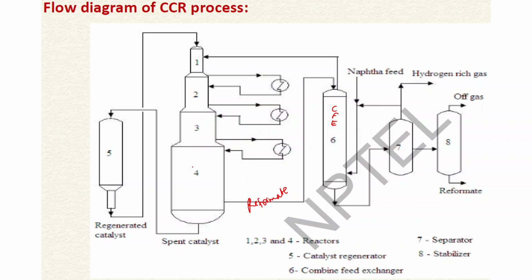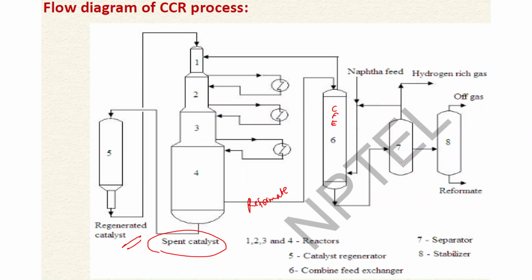Likewise, it goes to the fourth reactor, and from below we get the spent catalyst, which is the exhausted catalyst. It is sent to the regeneration catalyst chamber, where the regeneration of the catalyst takes place, and from the top the spent catalyst enters, and from the bottom regenerated catalyst is given off back into the top of the CCR reactor.